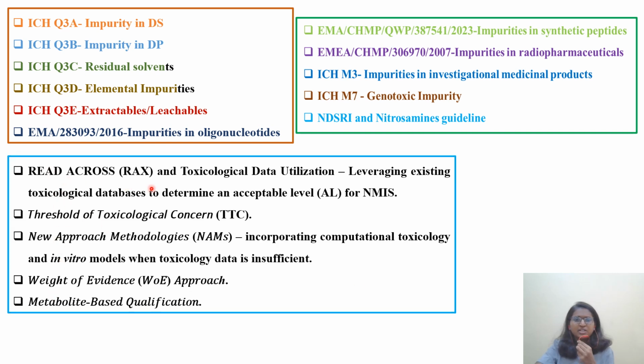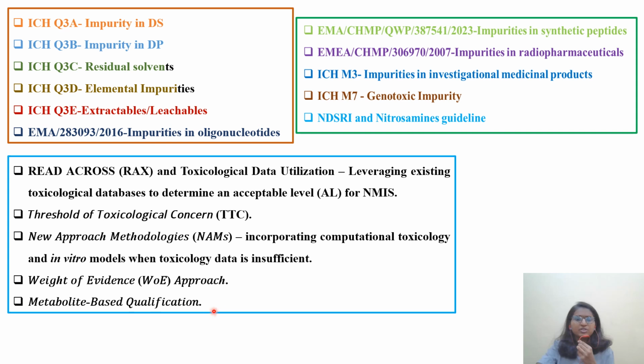Then these are the various alternative approaches. One is the read-across method and toxicology data utilization, leveraging existing toxicology databases to determine the AI for non-mutagenic impurities. Another approach is the TTC approach. In an upcoming slide you will see one table from the guideline itself: TTC for various classes of chemicals, and how different TTC values are assigned. New approach methodologies incorporate computational toxicology and in vitro models when toxicology data is insufficient. Direct Lhasa or such software data can be used. Then the weight of evidence approach that you have to apply, and metabolite-based qualification.